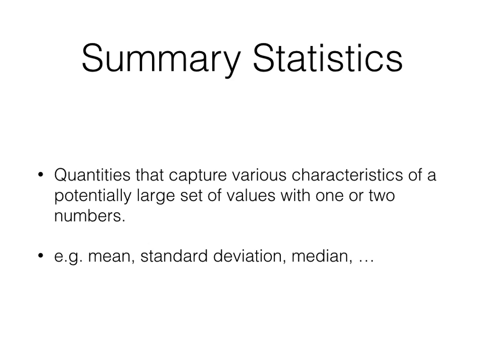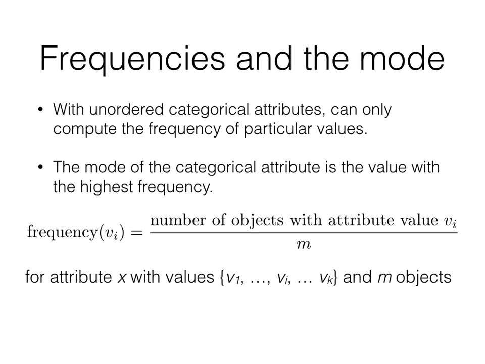So first off, let's look at summary statistics. Summary statistics are quantities that capture various characteristics of a potentially large set of values using just 1 or 2 numbers. And you already know a whole lot of summary statistics, for example, the mean, the standard deviation, or the median. So let's look at a couple of different kinds of summary statistics in order. The first one we're going to look at are frequencies and the mode. So when we have unordered categorical attributes, the only thing we can compute is really the frequency of particular values.